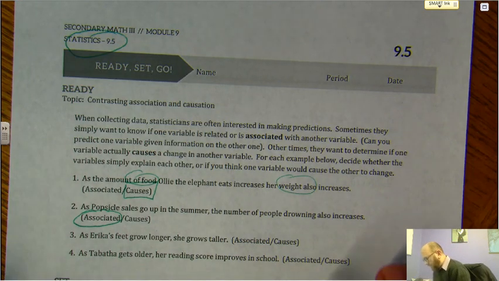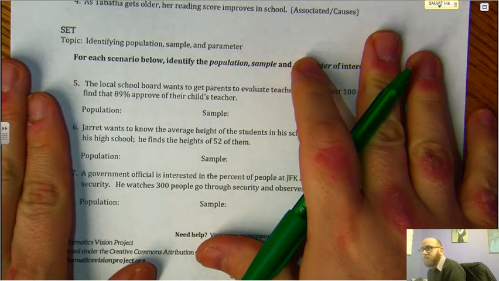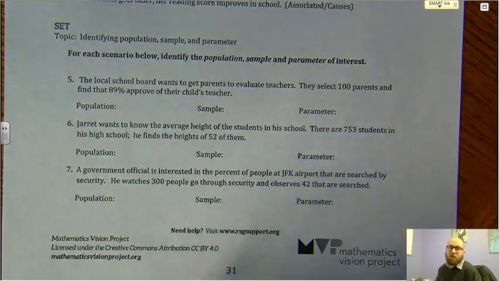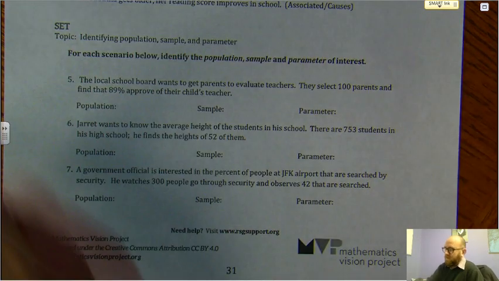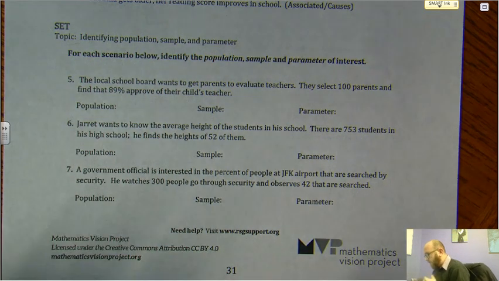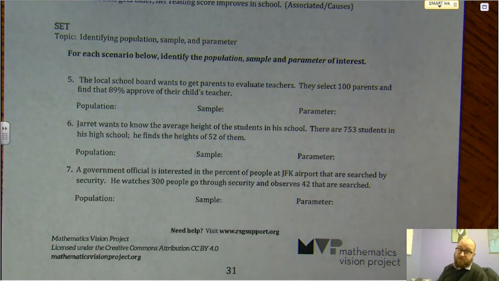Okay, let's go ahead and go to the set. Okay, so we're going to identify population, sample, and parameter. This is just like the in-class section. So for each one, we're going to see what the larger population is, see what the sample we're taking is, and then figure out the parameter of interest. What do we actually want to know?